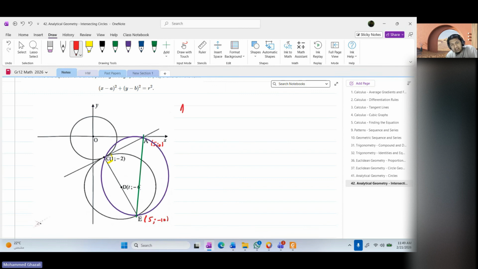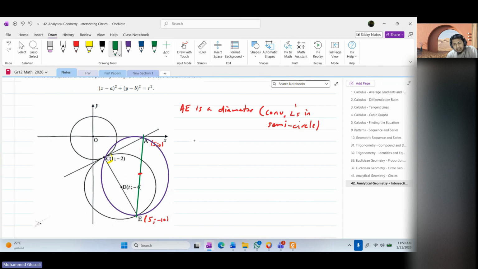So we can say AE is a diameter because of the converse of angles in a semicircle, right? So that is sorted. Now, what is the distance AE? We can find that because that's going to give us the diameter. And to find the center, we're just going to find the midpoint.